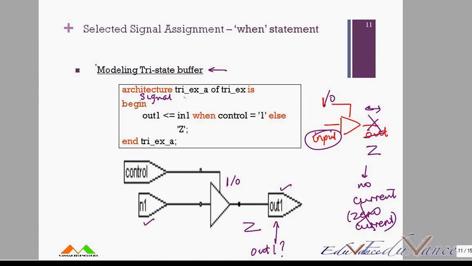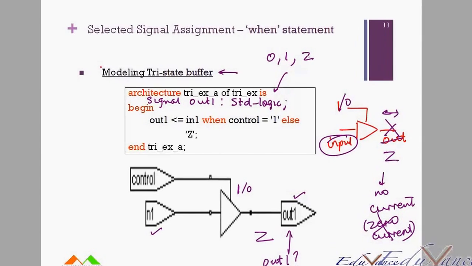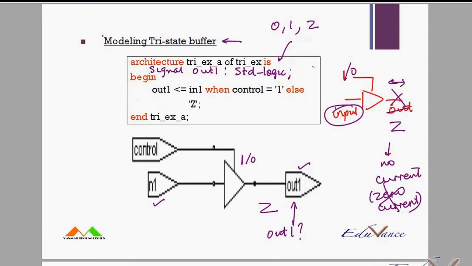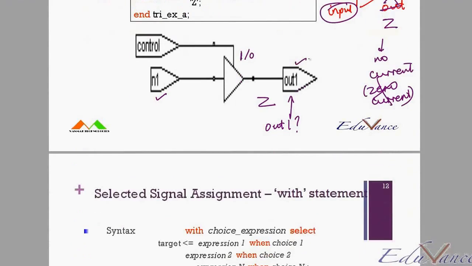I would write signal out1 is of the type std_logic. Now why is that? Because in a previous lecture, remember I said that your std_logic has 0, 1, high impedance. So just a quick point, I thought I'll raise it here. I hope that the when else statement was clear.